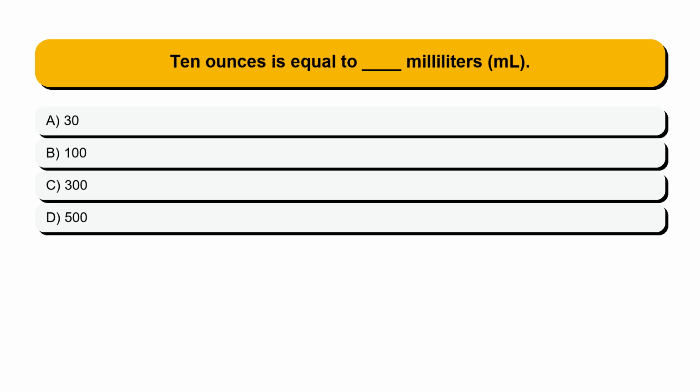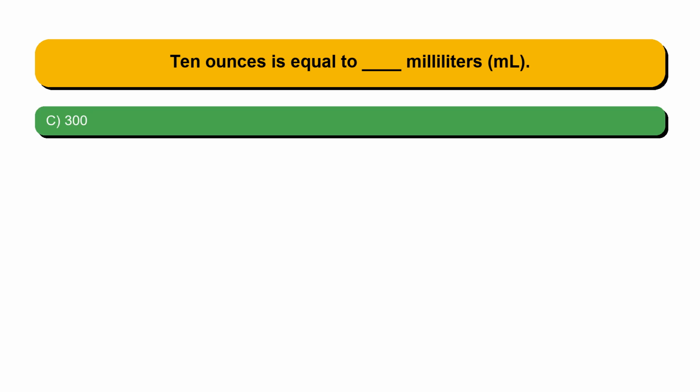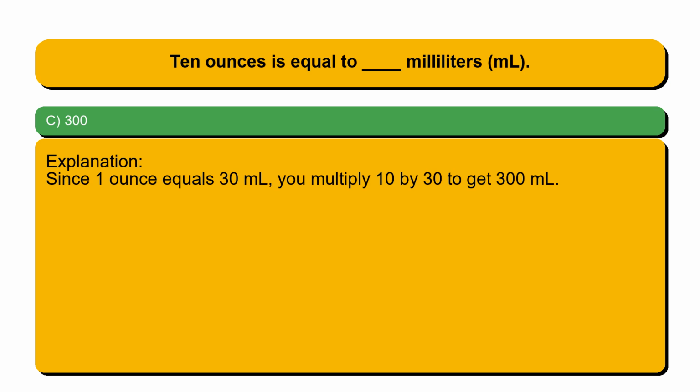Question 87. 10 ounces is equal to blank milliliters, ml. Option A, 30. Option B, 100. Option C, 300. Option D, 500. The correct answer is option C, 300. Since 1 ounce equals 30 ml, you multiply 10 by 30 to get 300 ml.